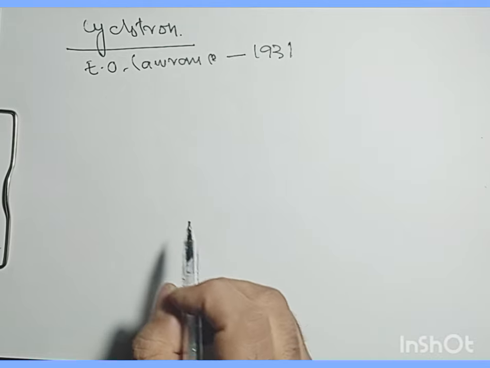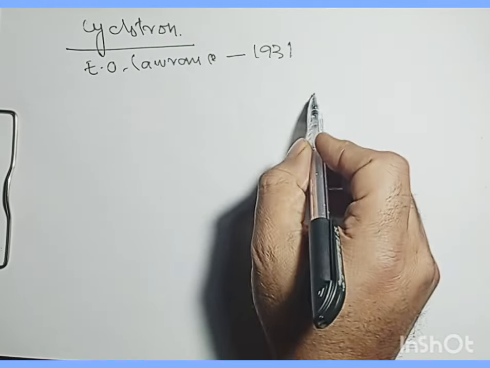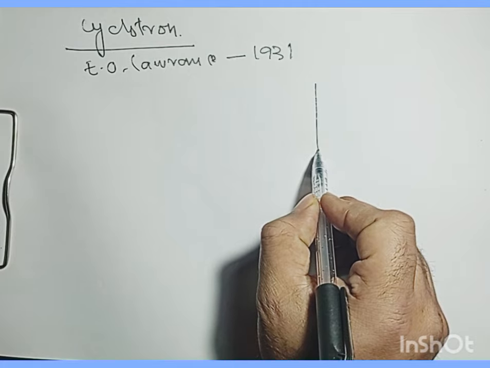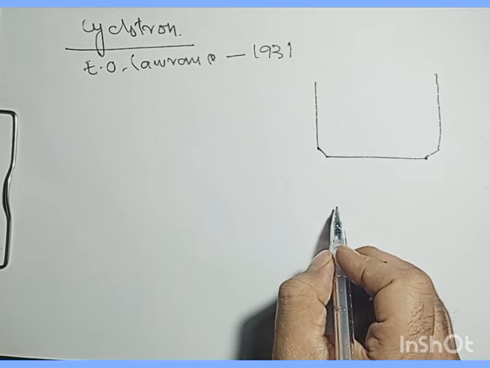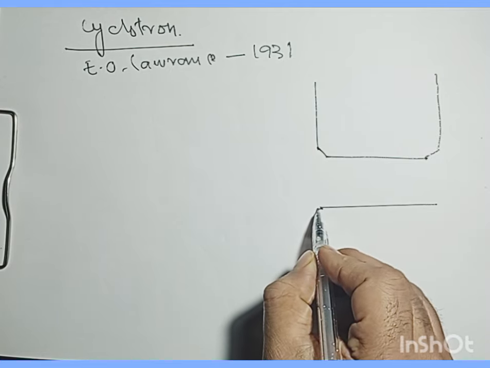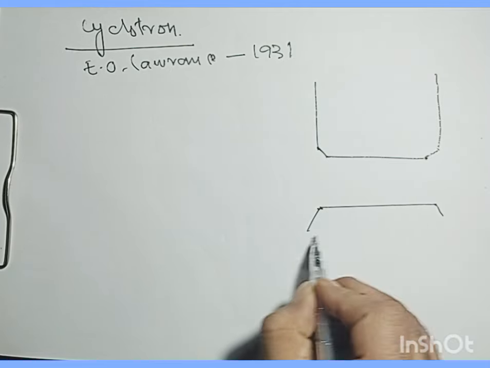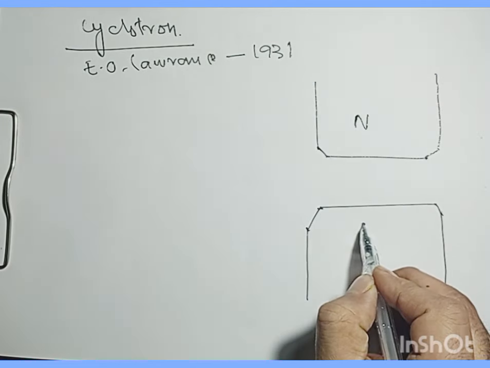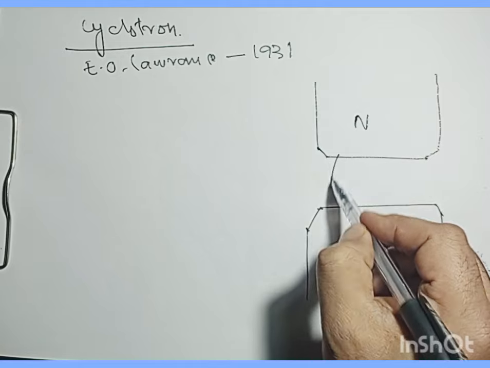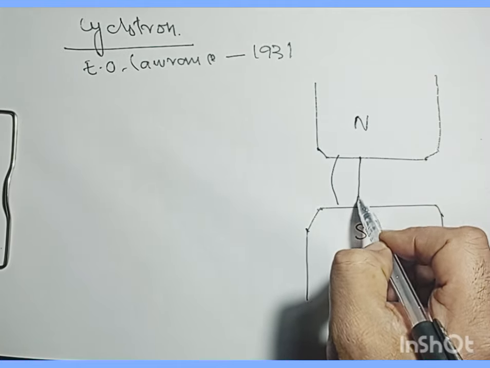I think the best thing is first to draw a rough sketch of this cyclotron and go with it. So this is my magnet. Okay, this is the north and this is the south pole of the magnet. So the field lines are like this.